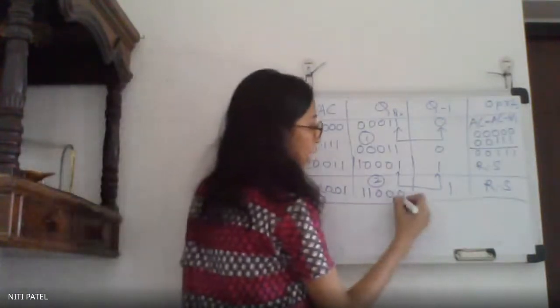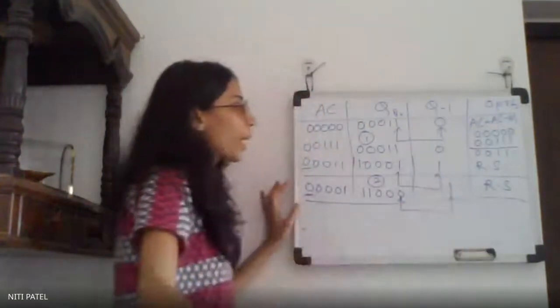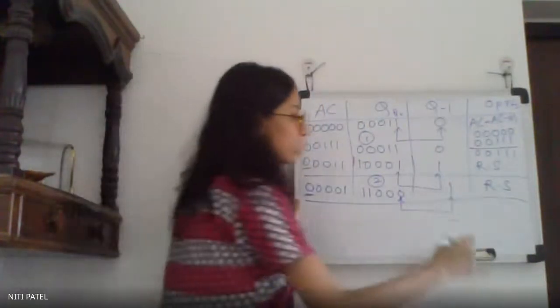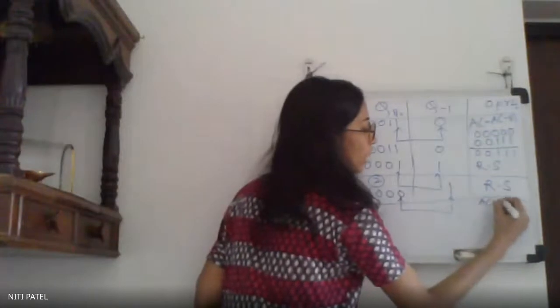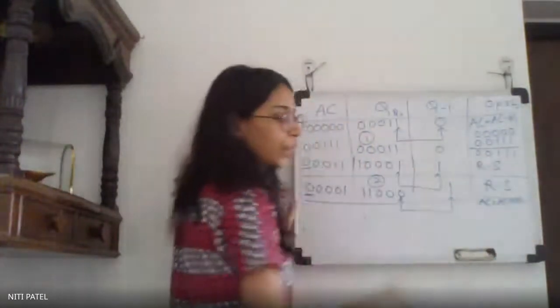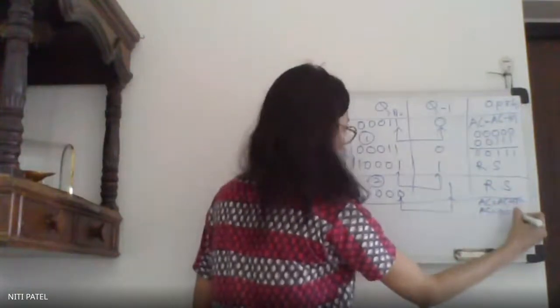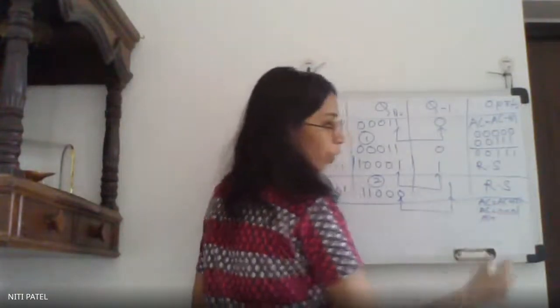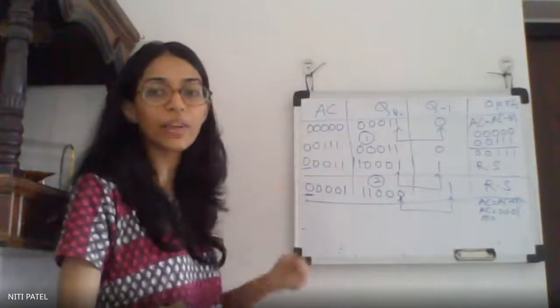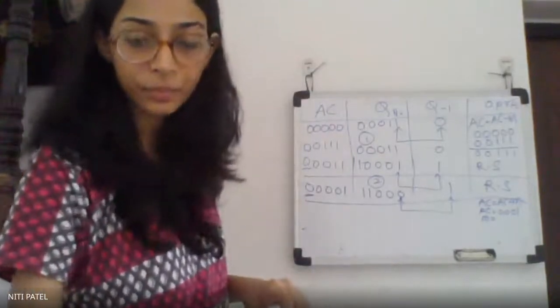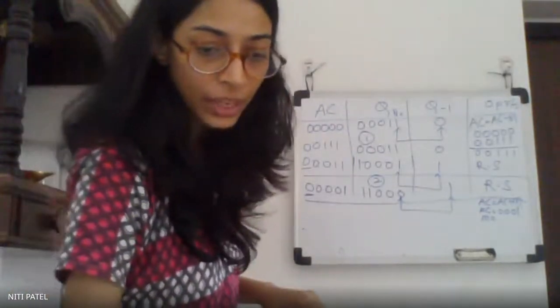So again check the value of Q0 and Q minus 1, it is 0, 1. So if it is 0 and 1, I have to do AC is equal to AC plus M. So now the content of AC will be 0, 0, 0, 1. Contents of M, what is the content of M? Minus 7. What is the value of minus 7? Minus 7 is 1, 1.